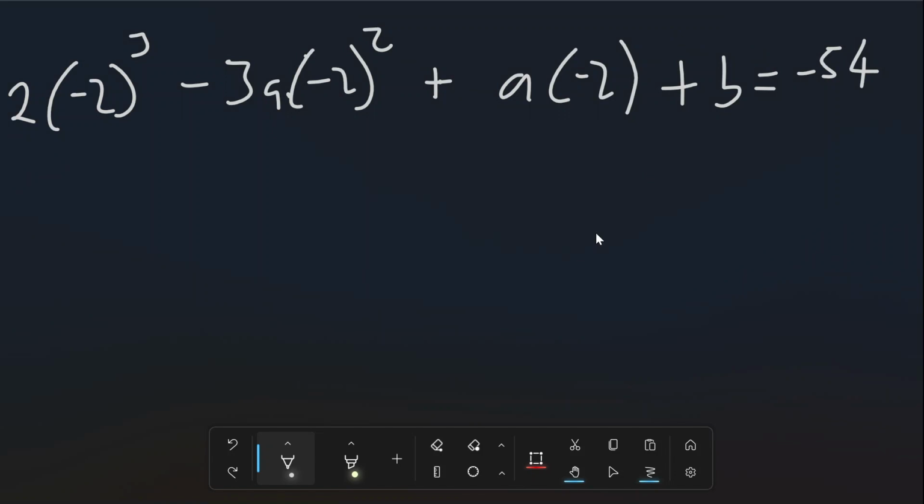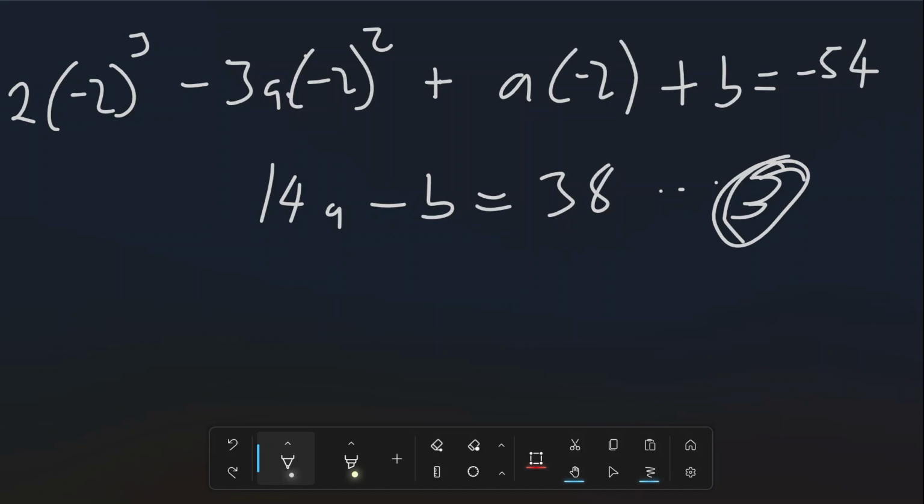Once you have that expression, you simplify it and you should get something of this form: 14a minus b is equal to 38. We call this our equation 3.